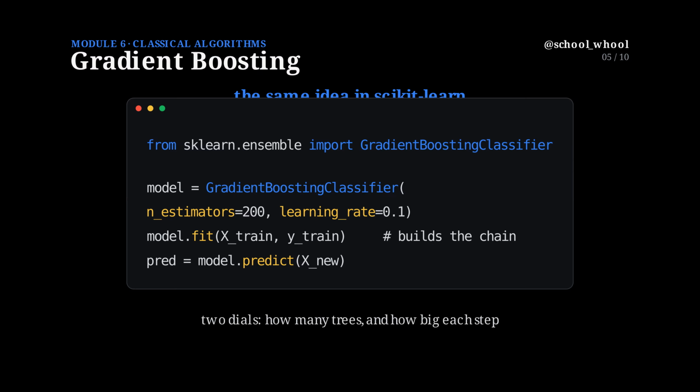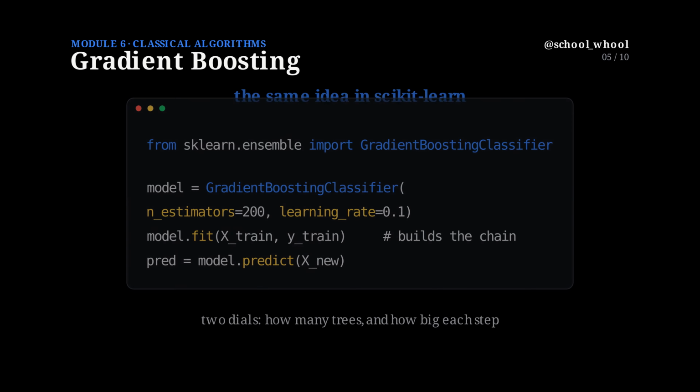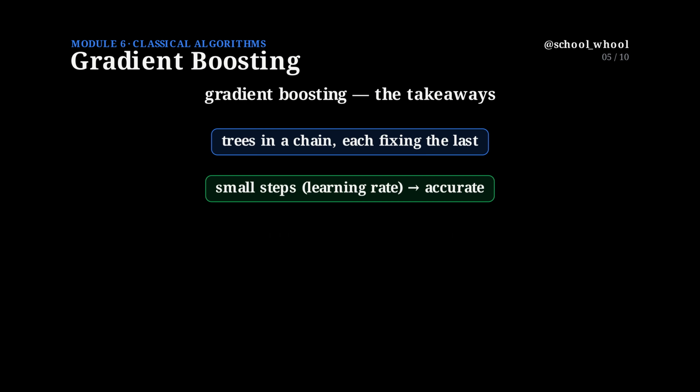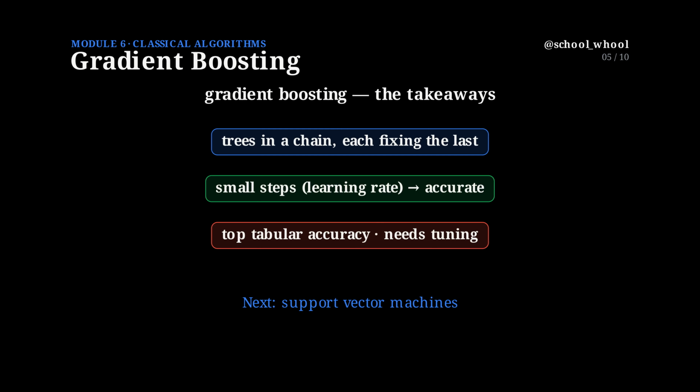So boosting builds trees in a chain, each one correcting the last, with small careful steps. It's often the top performer on tabular data, powerful, but it needs careful tuning. Next, a very different idea, drawing the widest possible street between the classes.